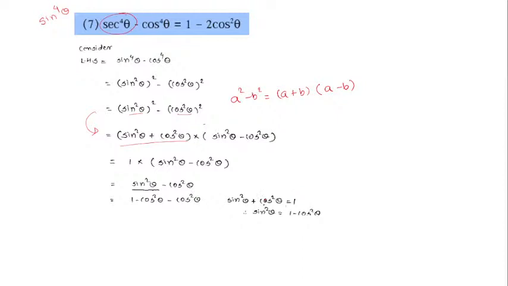If we take this cos square theta to the right hand side, it would be 1 minus cos square theta. So instead of sine square theta, we can write 1 minus cos square theta as we have written here. So 1 as it is minus cos square theta minus cos square theta, it is minus 2 cos square theta. So this is the right hand side. So we have started with the left hand side and we have got the right hand side. So left hand side is equal to right hand side.